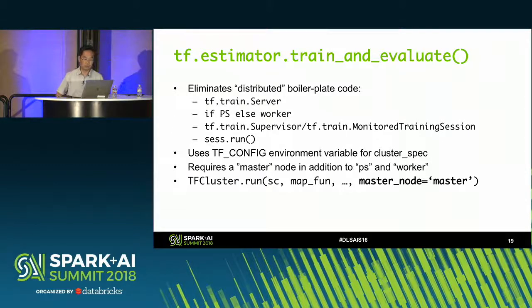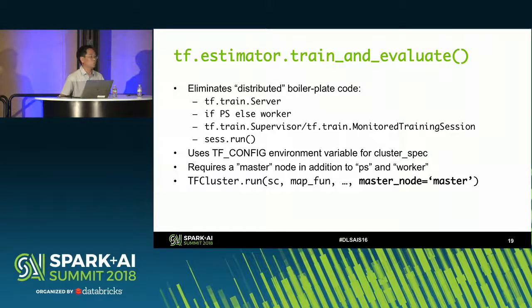Okay, so what does train and evaluate buy you? If you've ever converted a single node TensorFlow application to distributed in the past, you would have had to instantiate a TF train server. You would have had some boilerplate code that said if PS, else worker. You would have had to create a supervisor or a monitored training session, and then you'd do a bunch of session runs. That goes away with train and evaluate, and especially with the TF Estimator API.